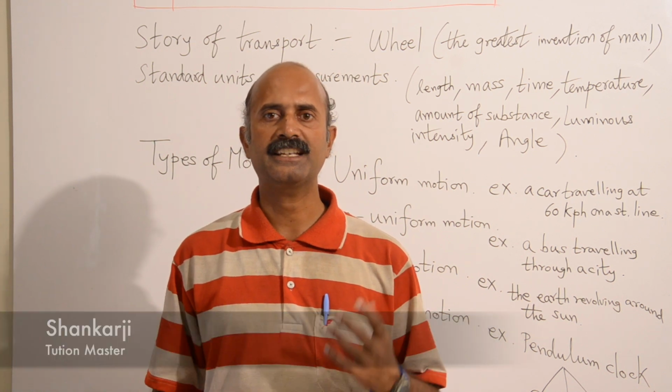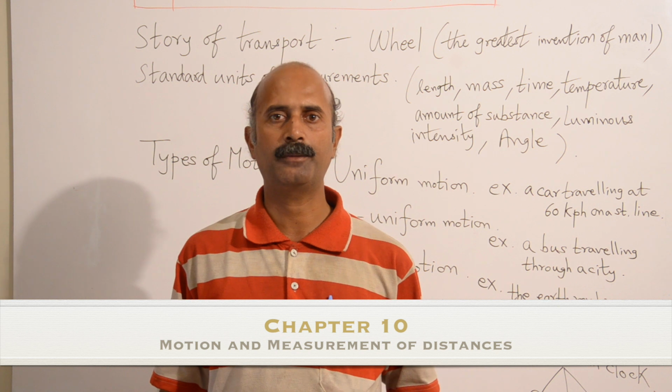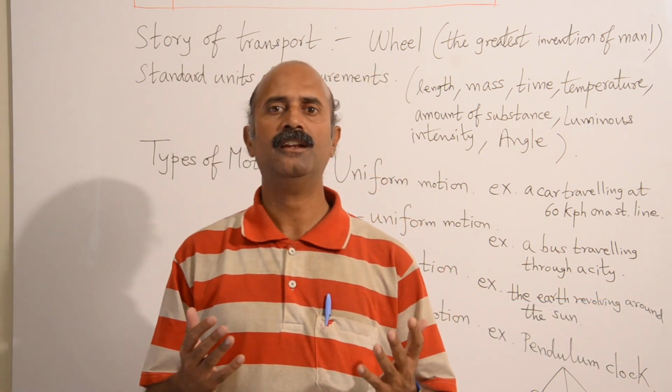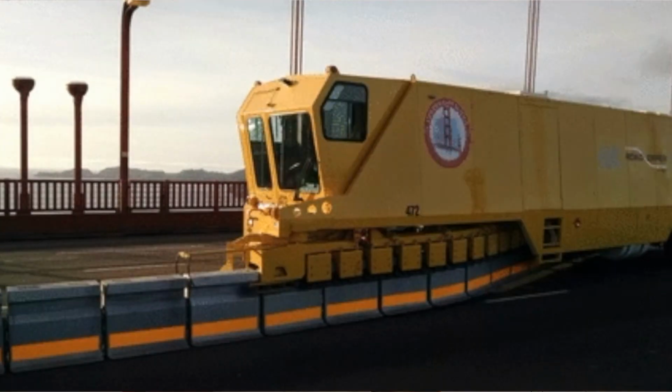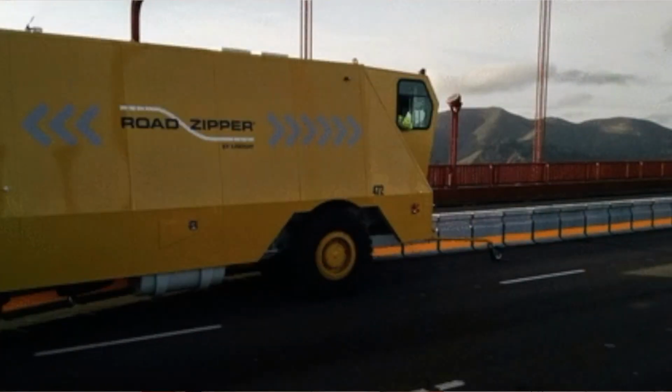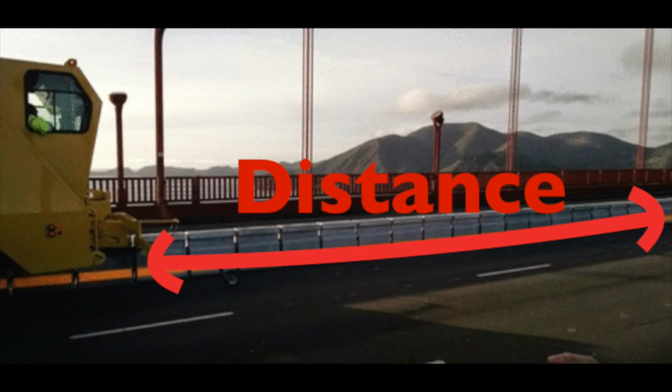Now we will be studying chapter 10, Motion and Measurement of Distances. Like the word itself mentions, what do you mean by motion? Motion is something which is moving, that's why it's called motion. And what do you mean by measurement of distances? Everything has to cover a distance.